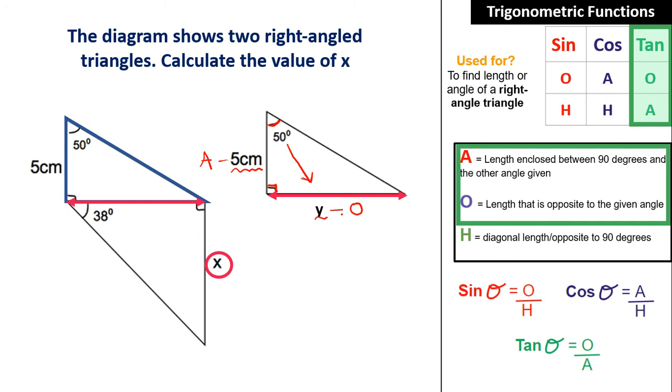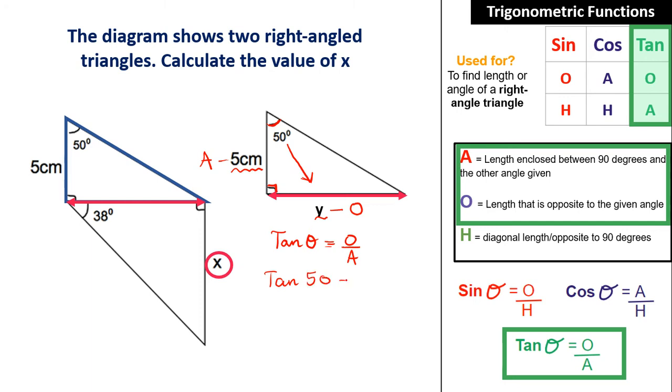Tan gives me adjacent and opposite, or you can say tan theta equals opposite over adjacent. Now, if I write all of that down, tan theta equals opposite over adjacent, and in place of my theta, I can just write 50. So tan 50 equals the opposite, which is unknown, or it's y, upon the adjacent, that is 5 centimeters. So tan 50 equals y over 5.